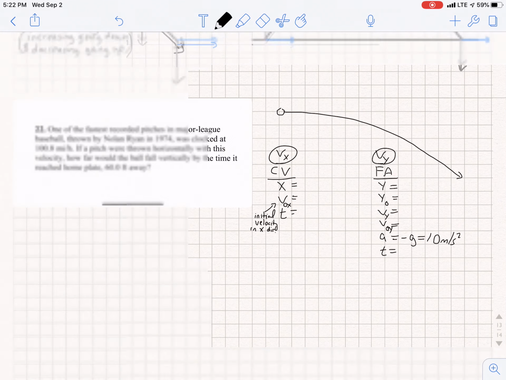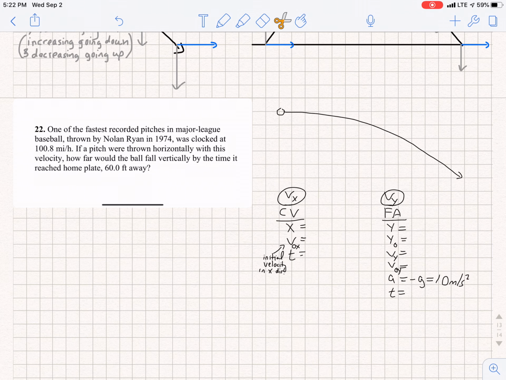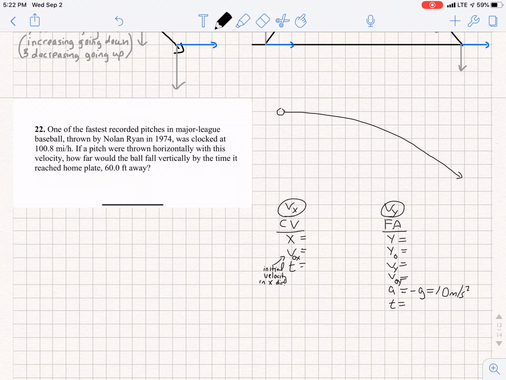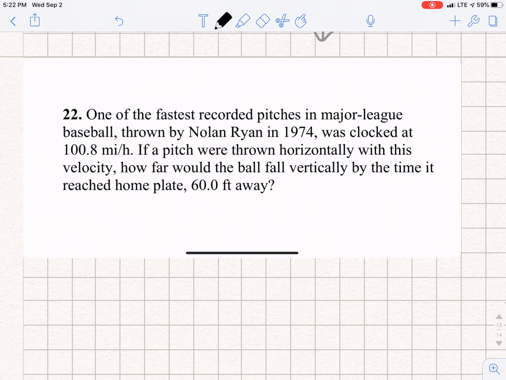Okay, so now here's what we do. Pretty helpful to label the picture. That way it can help you label your list, and then everything just comes together. Okay. Now, first thing I would do is I would start labeling some of the parts. So look at the information we're given. We're given 100.8 miles per hour. Now, we're going to have to convert that one. We're also given 60 feet. We're going to have to convert that one too.